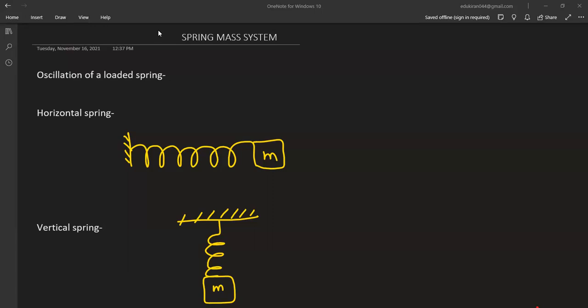Ma'am, the K in omega equals under root K by M is also a spring constant? That was only the spring constant. Omega square is equal to K by M, which we have been writing throughout. That was only the spring constant. It's the spring constant, not the spring factor. Just don't go by the terminology.